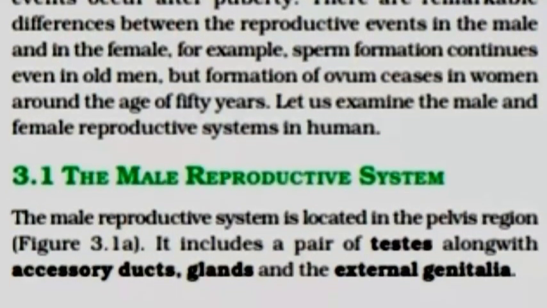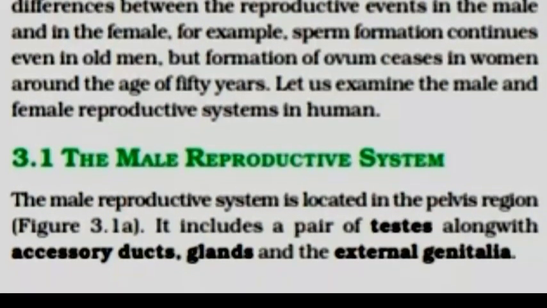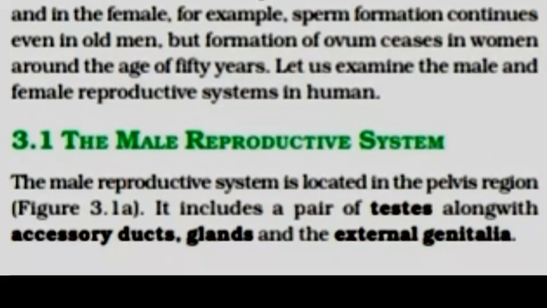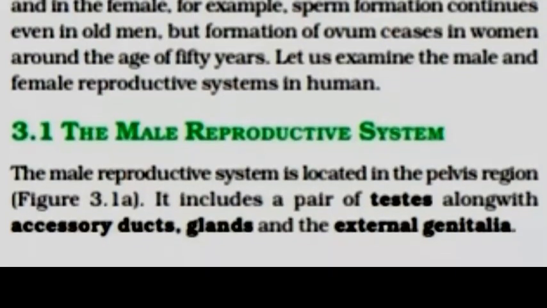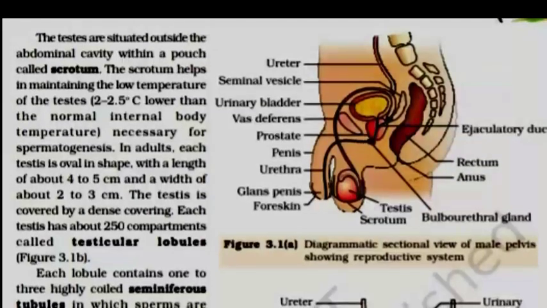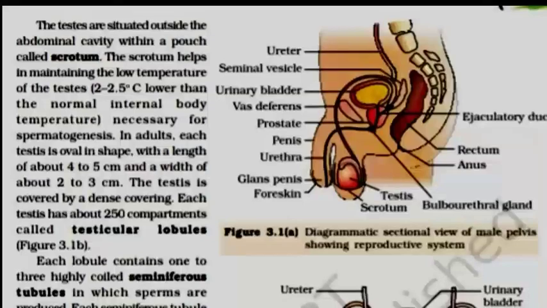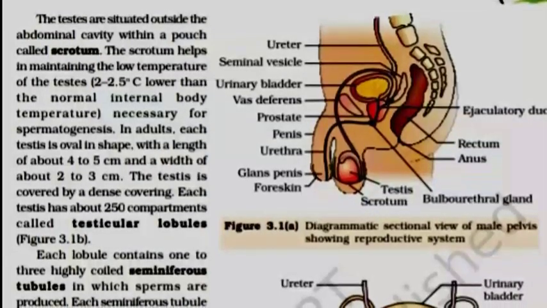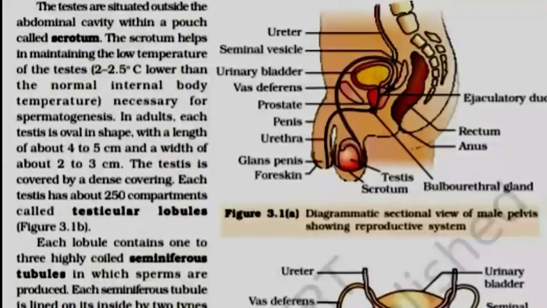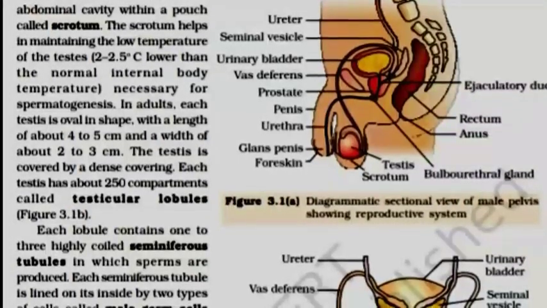The male reproductive system is located in the pelvis region. It includes a pair of testes along with the accessory ducts, glands and external genitalia. The testes are situated outside the abdominal cavity within a pouch called scrotum. The scrotum helps in maintaining the low temperature of the testes, 2 to 2.5 degrees centigrade lower than the normal internal body temperature, necessary for spermatogenesis.